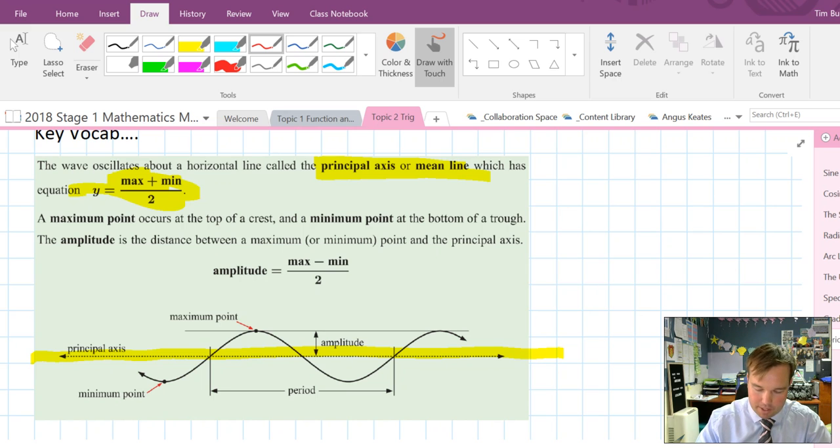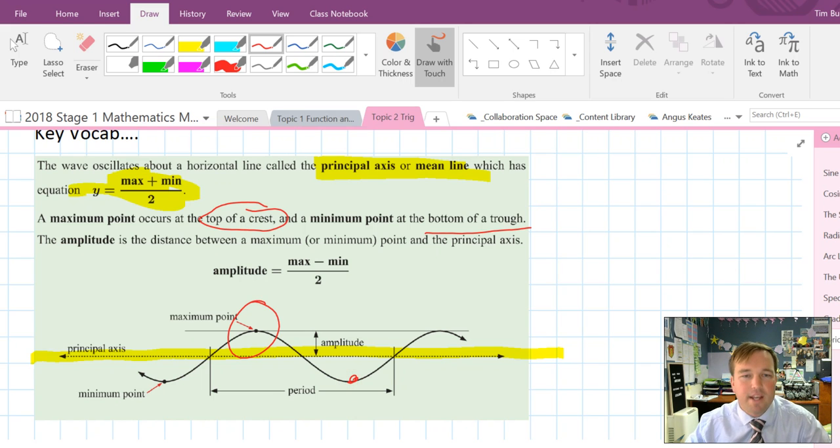So a maximum point occurs at the top of a crest. That will be the max there. Or a minimum point at the bottom of a trough, or the nadir. Good word, nadir of a trough. The amplitude is the distance between the maximum and the minimum, so it's max minus min divided by 2. So amplitude is this gap here. You can either think about it as the distance between the max and min divided by 2, or the distance between a max and the principal axis, or the min and the principal axis.